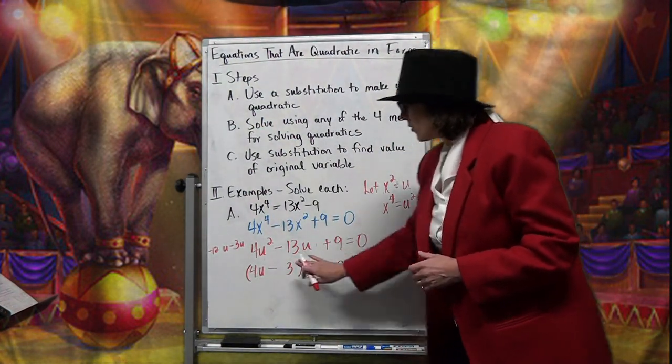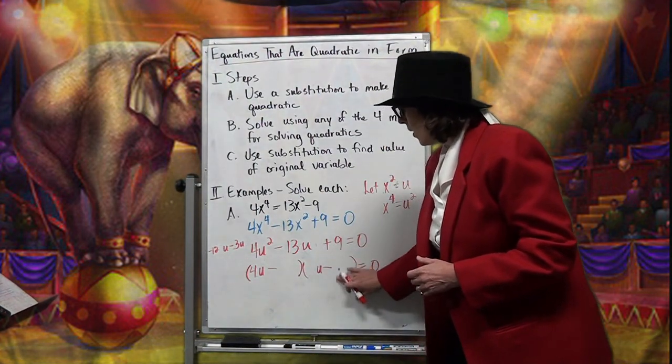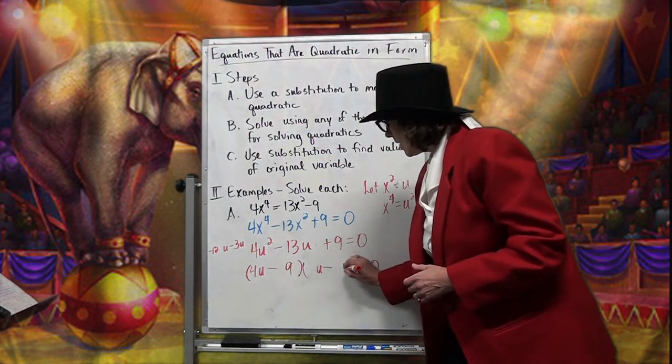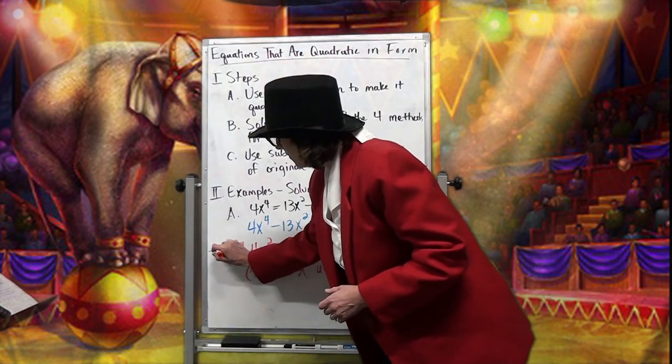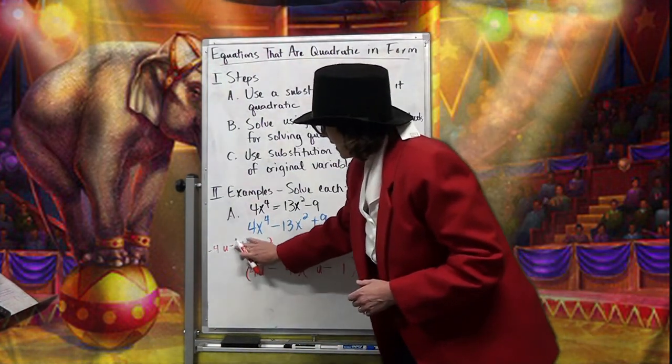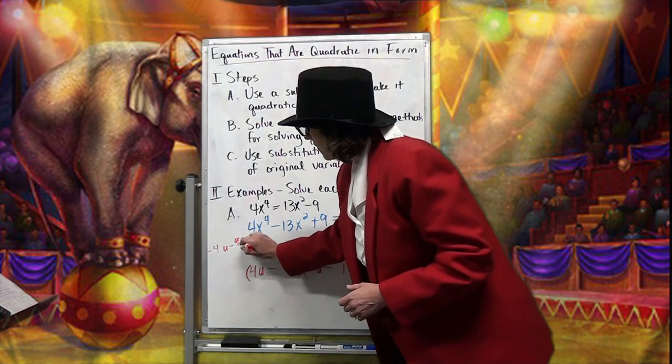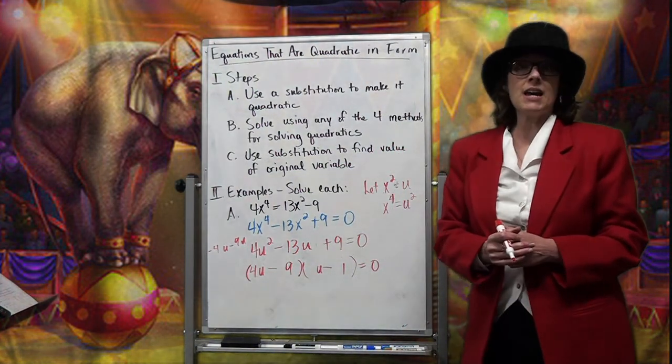So instead of 3 and 3, I need to do a 9 and a 1. So let's put a 9 here and a 1 here. Now on the outside, I get a negative 4u, and on the inside, I get a negative 9u. Those do, in fact, give me the negative 13u.